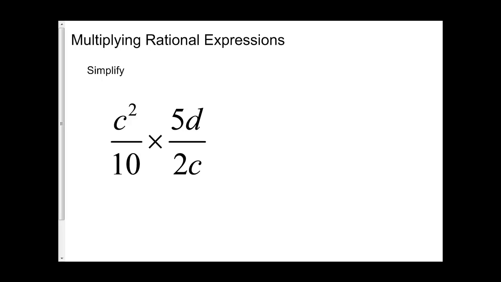When multiplying a rational expression, the first thing we want to do is look for factors that we can cancel out from both the top and the bottom. If I look at this example, one of the things that I can cancel out is a 5 and a 10. If I divide them both by 5, the 5 is going to become a 1, and the 10 is going to become a 2.